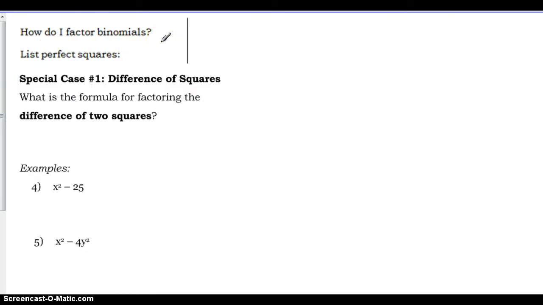And our first question is, how do I factor binomials? There are two special cases, and this video is talking about special case number 1, difference of squares. The way that you factor binomials is by looking for patterns. The pattern you're looking for with difference of squares is that there should be a subtraction sign. That's why they say difference. And you're looking for a perfect square for both items in the binomial.